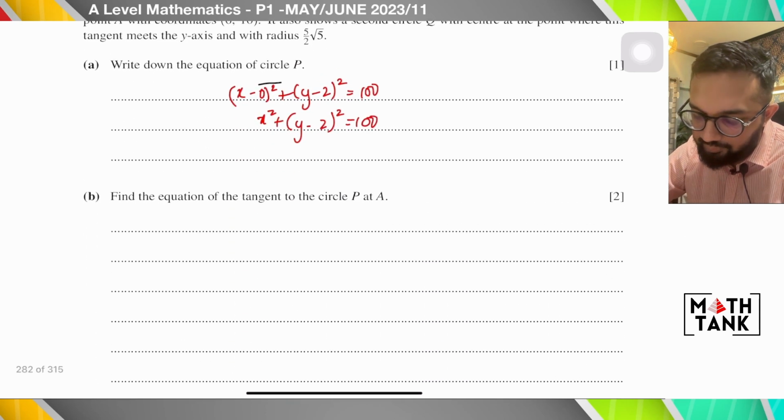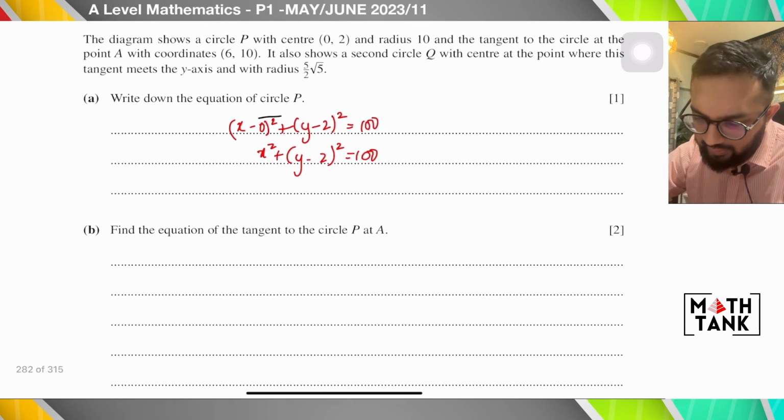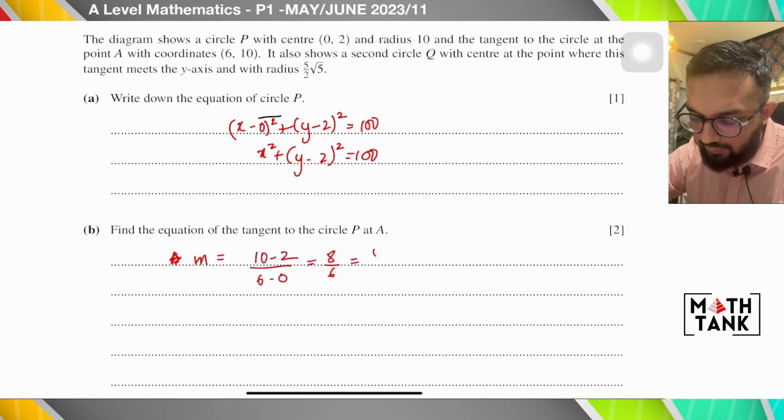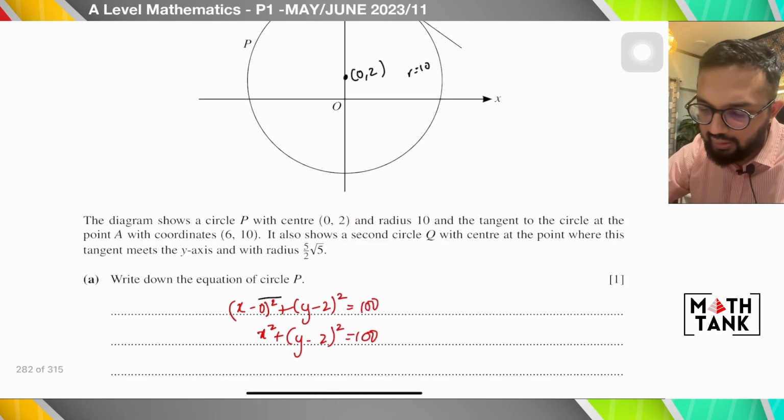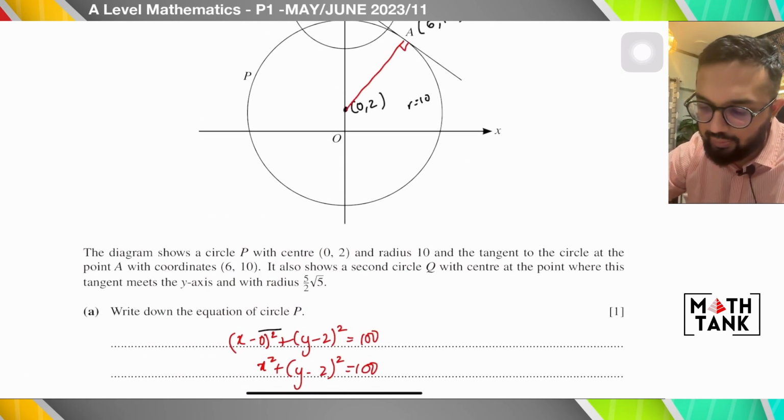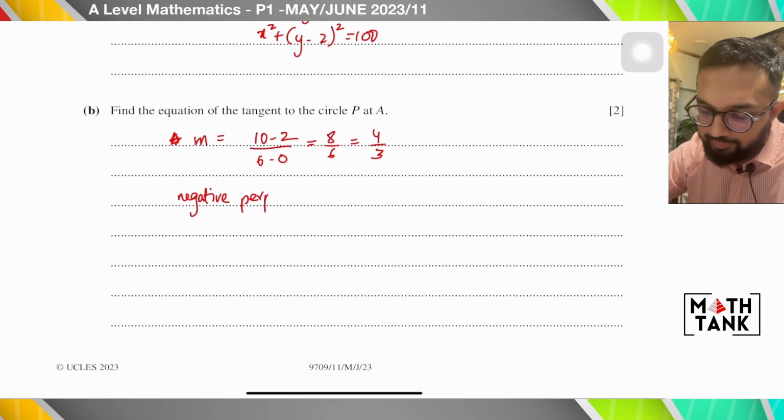Okay. Find the equation of the tangent to the circle at A. I think that's also simple. I have the coordinates of A, and I'm going to say that A to the center of the first circle will be a line that will have a gradient. So I'm basically calculating the gradient of that line, 10 minus 2 over 6 minus 0. That's 8 over 6. That's 4 over 3. I will take a negative reciprocal of that to make it perpendicular, I know that the radius and tangent have to be perpendicular. That's what I'm counting on. So minus 3 over 4.